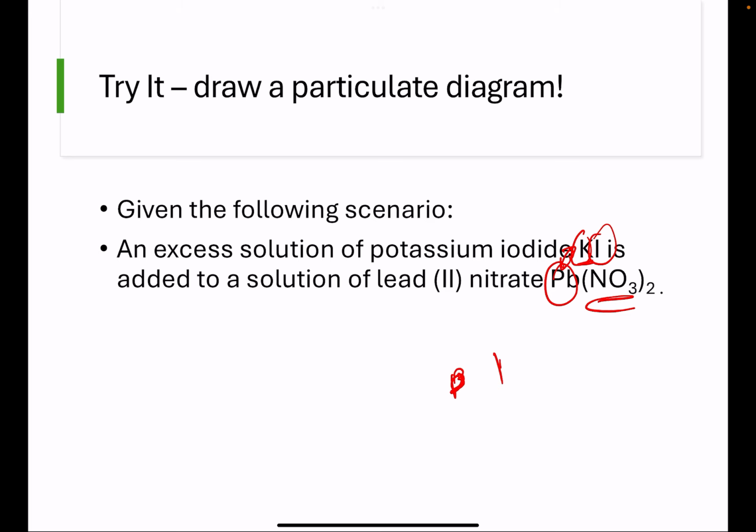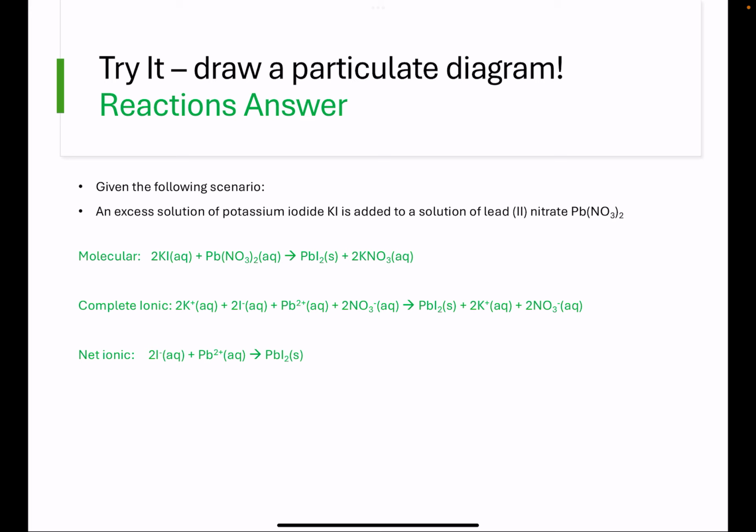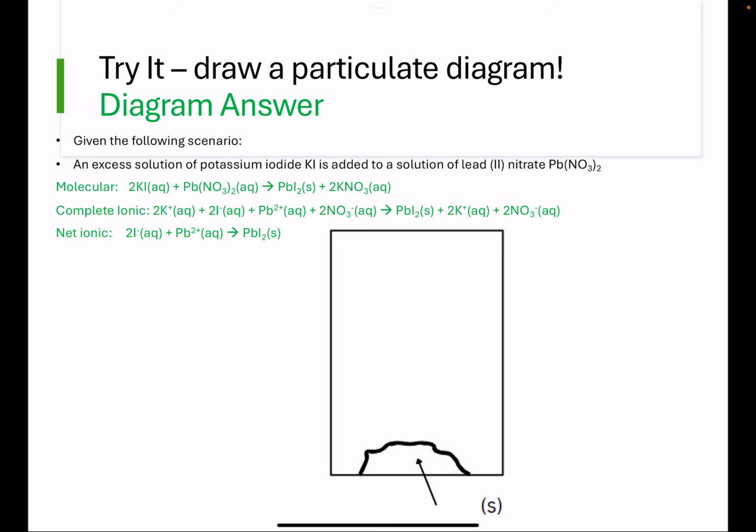So PbI2 is going to be our solid and our precipitate. Make sure you balance out the charges, right? Pb, you have 2 nitrate, so we know that is 2 positive. So you also need 2 iodide to balance it out. That's going to be your practice of writing out the molecular and ionic equations. But the diagram is what we're going to care about.